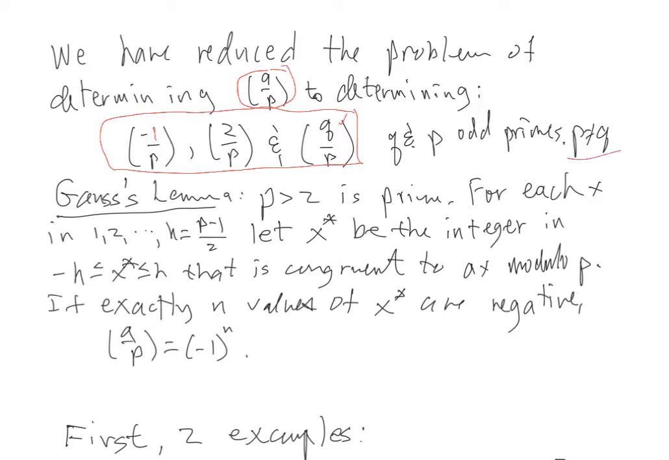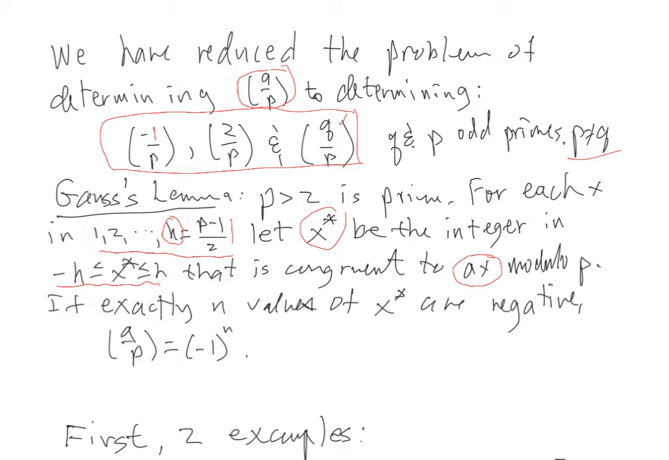All right, so to help us with this, Gauss's lemma, a lemma with a wonderful name. Gauss's lemma is our first step. So let's take a look at what it says. Like always, we have an odd prime, and then for each x from 1 up to p minus 1 over 2, we're going to call it h and think of half, like halfway between 1 and p minus 1. Let x star be the integer in the interval negative h to h that is congruent to a times x mod p.